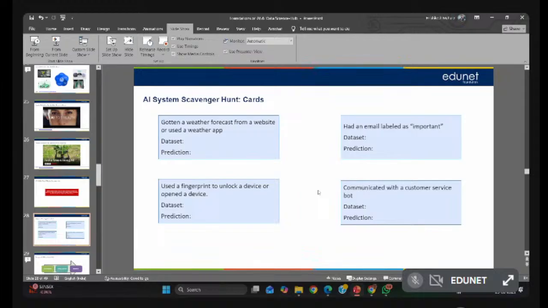Then what do we have? So which is the data set here? Important. It means if the subject name, if the sender name is available, what will you get? The prediction. This one is important. Otherwise, social, whatever. Then communicate with the customer service bot. What is the data set?